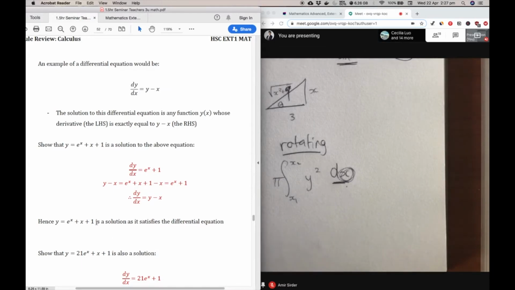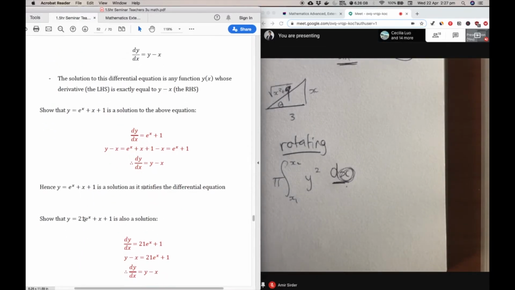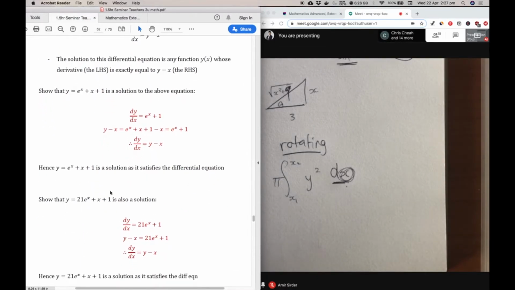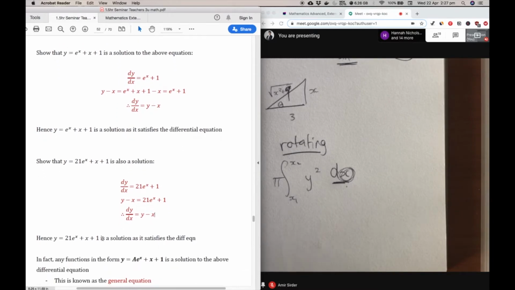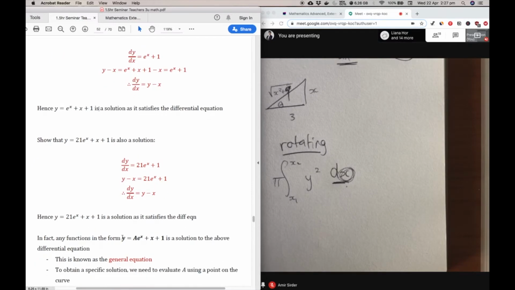You can see there's multiple answers. We can even try 21 e to the x plus 1 is also a solution. So again, we differentiate, we do y minus x, and we can see it's actually the same thing. Derivative is 21 e to the x plus 1. y minus x is equal to 21 e to the x plus 1. So that means they both must be equal. So this is a solution, and this is also a solution to that differential equation.